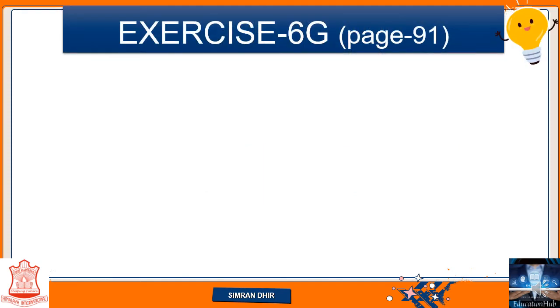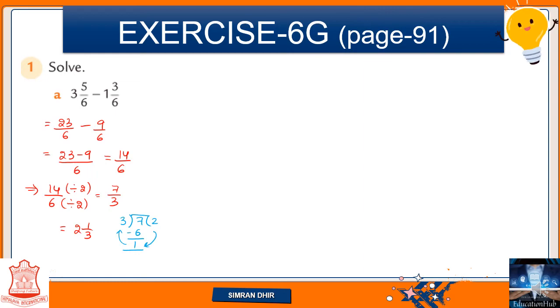Next is your exercise 6G given on your page number 91. So we are going to discuss the first question. First question, first part, 3 5 by 6 minus 1 3 by 6. Again first हम इसे improper fraction में convert करेंगे.